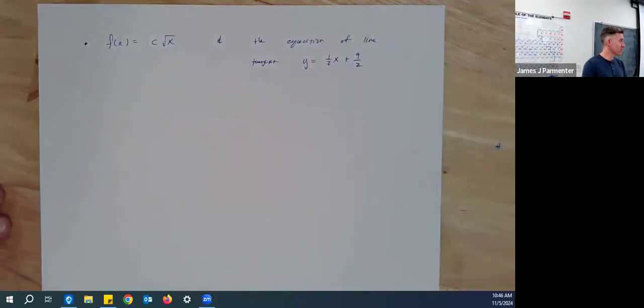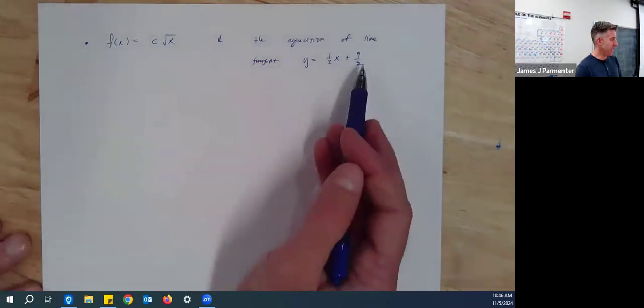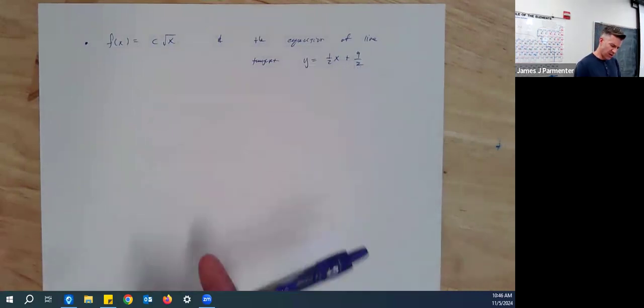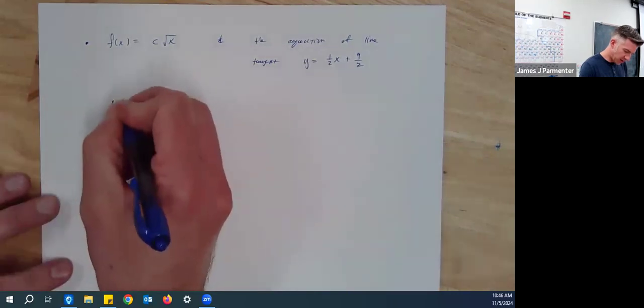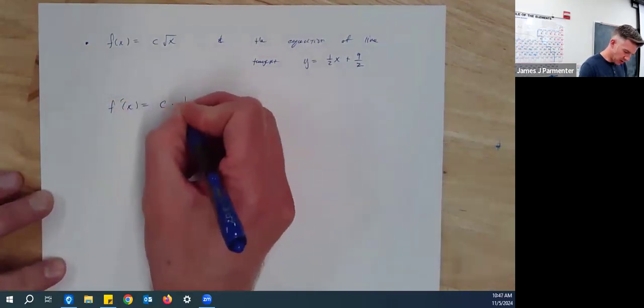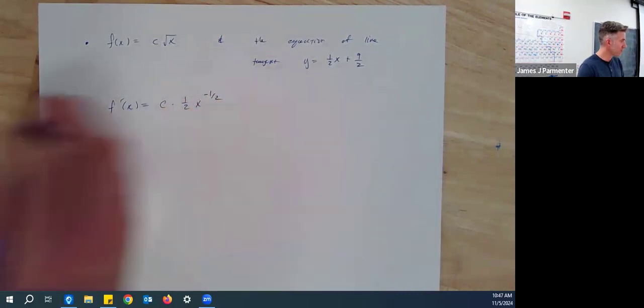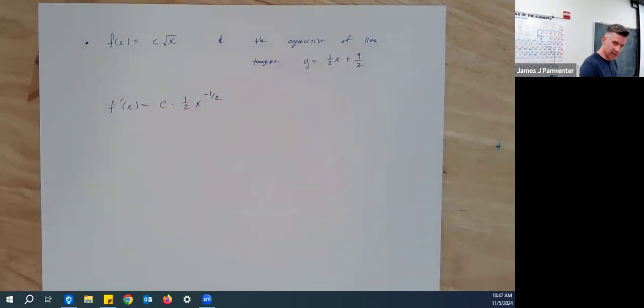And did they give you the point of tangent here? Okay, sure. That's fair. So here's the thing, I'm ignoring that 9/2. Is this all the information we have? It said find c. Okay. So here's what I know. I know that f prime of x is equal to c times 1/2 x to the negative 1/2.